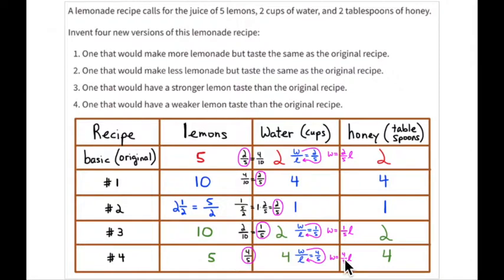So how many cups of water do I need? You need 4/5 the number of lemons. And so notice that this one is 4 times stronger than recipe number 4. And recipe number 4 is 2 times weaker, or the basic recipe is 2 times stronger when you compare number 4 to the basic recipe.